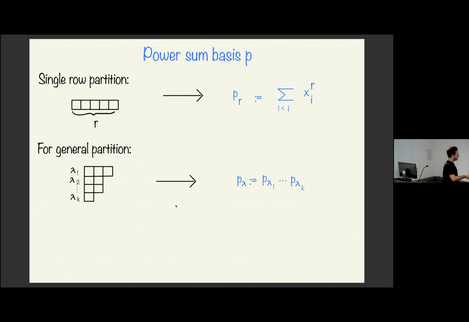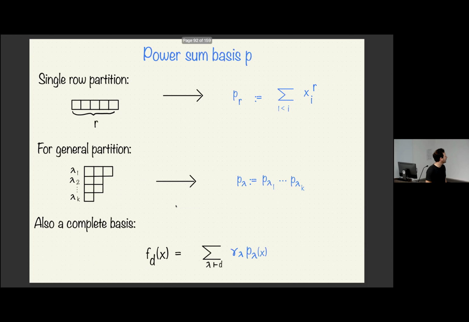And then for a general partition, you define the same. The power sum function associated to lambda is given by the product of each row. Quite simple. It's also a complete basis, so any symmetric function of degree d can be decomposed in this way. These coefficients gamma, of course, will be different from the coefficients we called beta earlier.